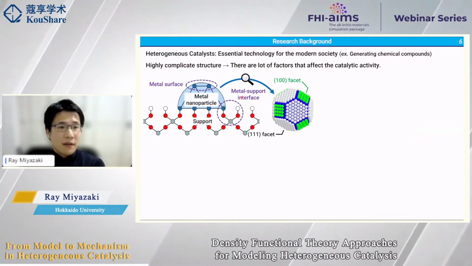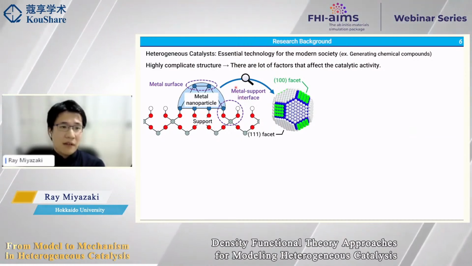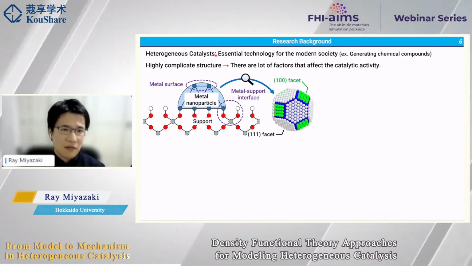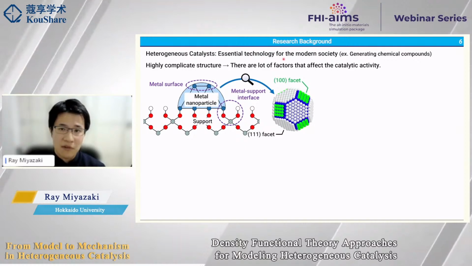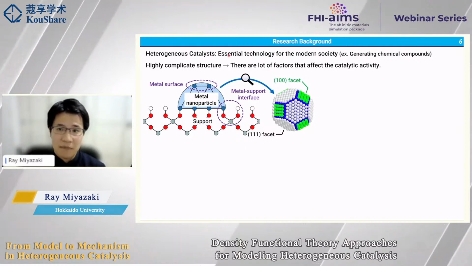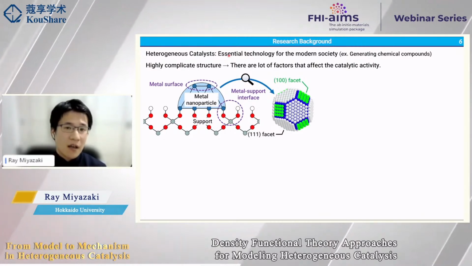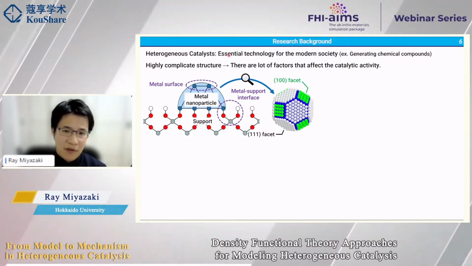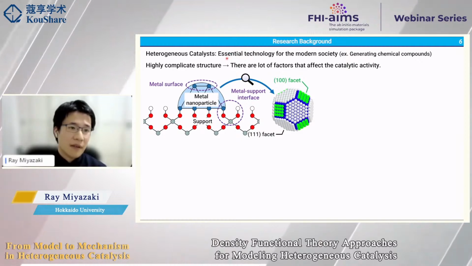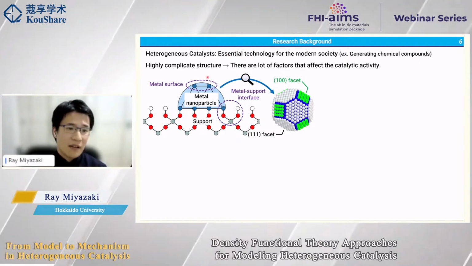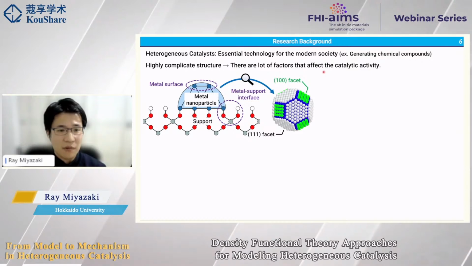And this is the main research topic of mine these days. The target is the heterogeneous catalyst. And most of you already know the heterogeneous catalyst is a very essential and important technology or material for modern society. For example, this can generate useful chemical compounds from raw materials. And we would like to develop a new and high performance catalyst.